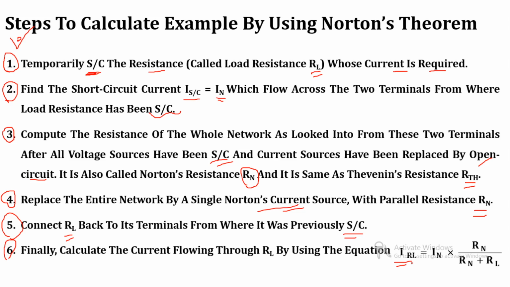So, these are the steps to calculate the Norton's theorem example. Clear? Short circuit the branch, and through that branch find the short circuit current. Again find the equivalent resistance across the terminals, with voltage sources replaced by short circuit and current sources replaced by open circuit. Next, draw the Norton's equivalent network, connect the load resistance back, and find the current by using the current divider formula.